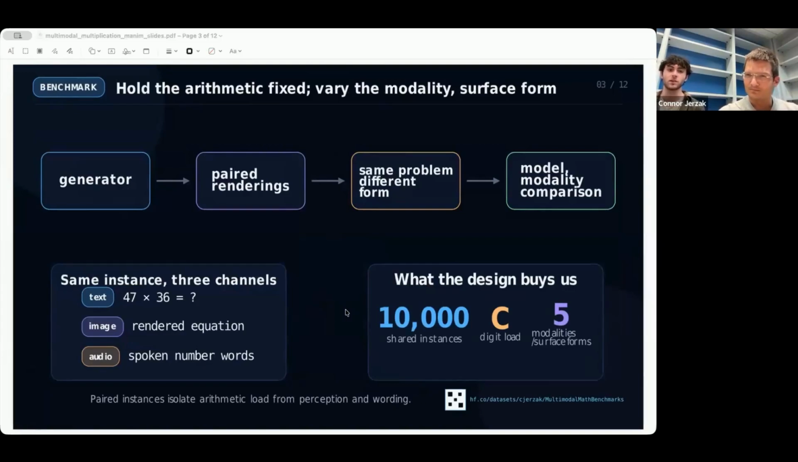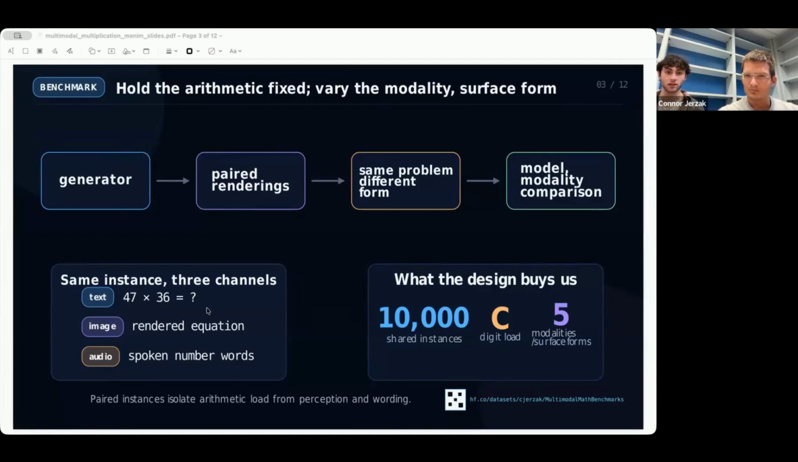Our benchmark starts from a generator. It creates one multiplication problem, then renders that same problem as numeric text, as an image, and when possible, as audio. That gives us around 10,000 shared instances with one answer key. The comparison here becomes clean. Did the model fail because it could not read the input or because it could not compute the product? Without this pairing, modality effects get mixed with problem differences.